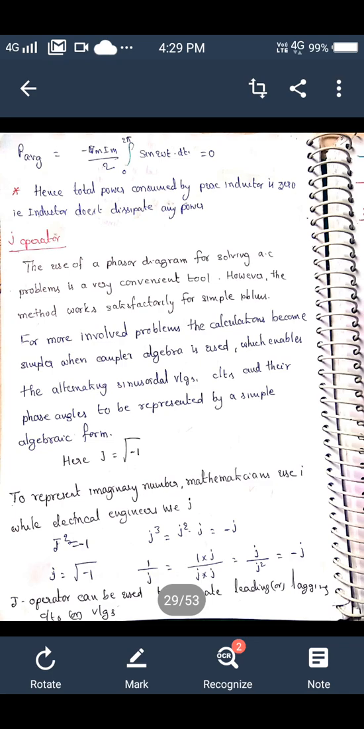J square is nothing but minus 1, so J is equal to root of minus 1. A few things we have to remember. 1 by J is nothing but what? Minus J. If you multiply numerator and denominator with J, you get minus J. J cube is also equal to minus J.